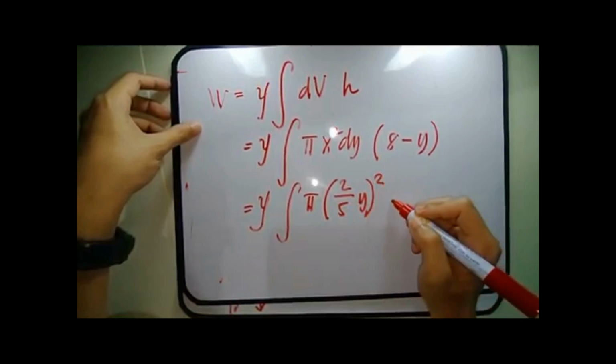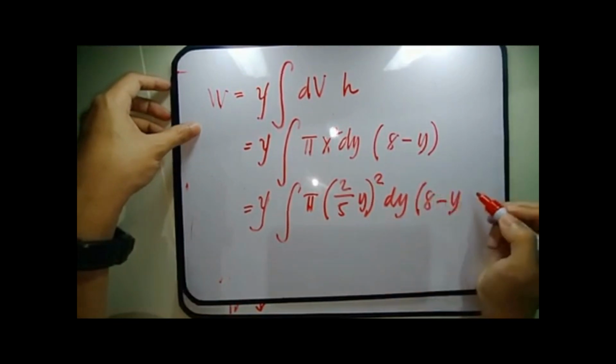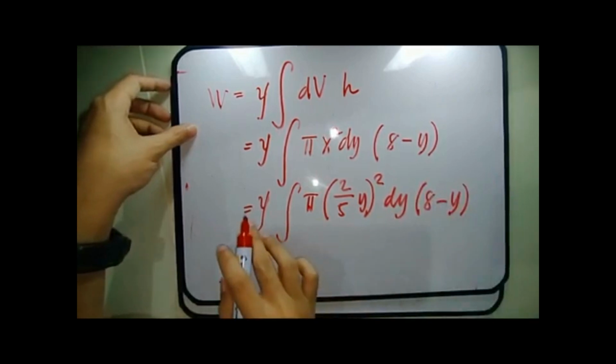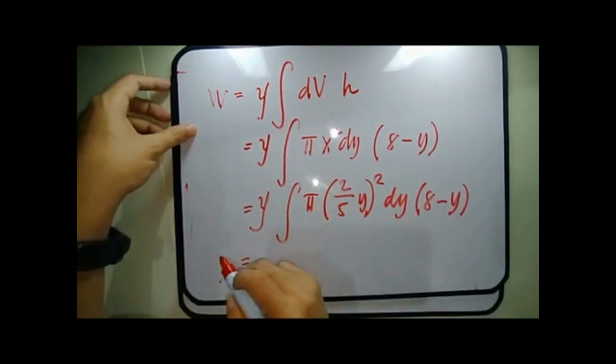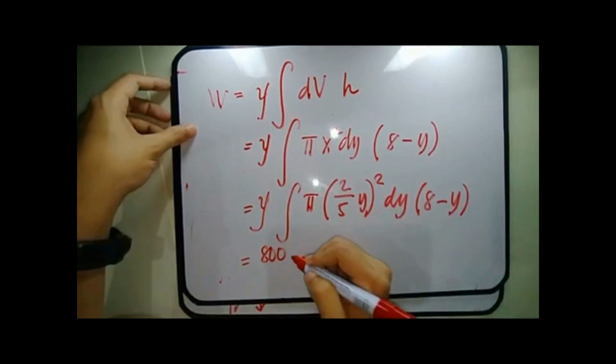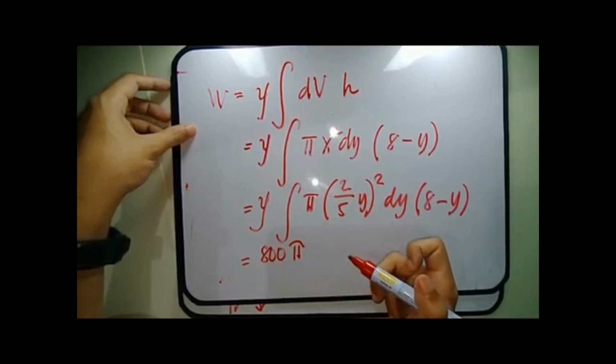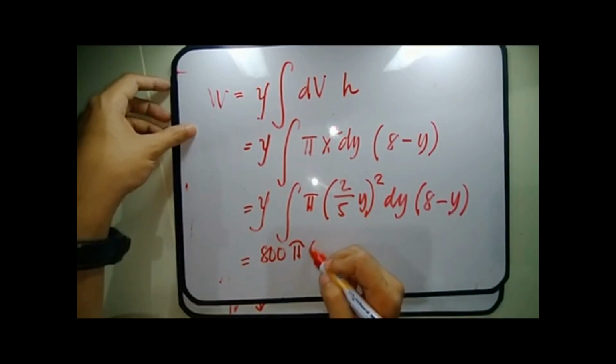So, that is squared differential of y. So, this is 8 minus y. So, this is equal to, so yung mga constant, ilabas na natin. So, this is 800 given. So, this is pi. Then, 2/5 squared. So, that is 4 over 25. So, times 4 all over 25.